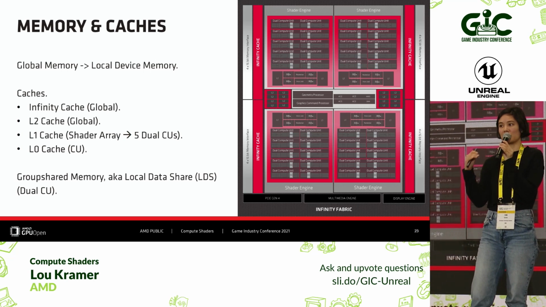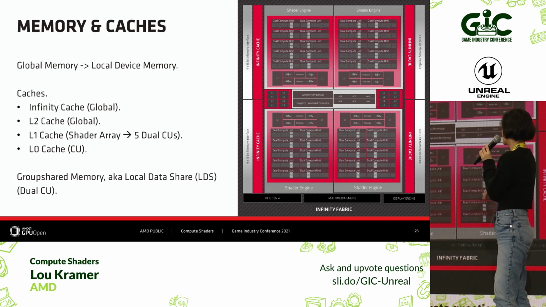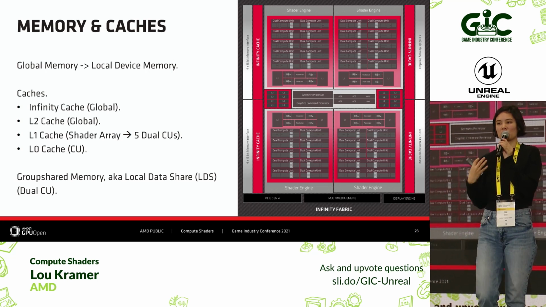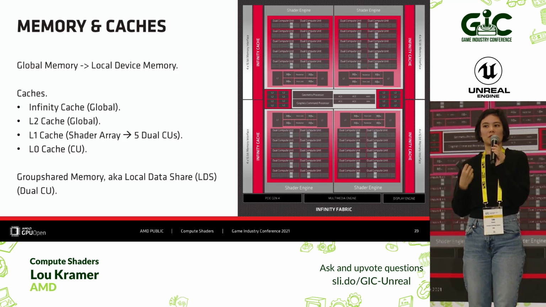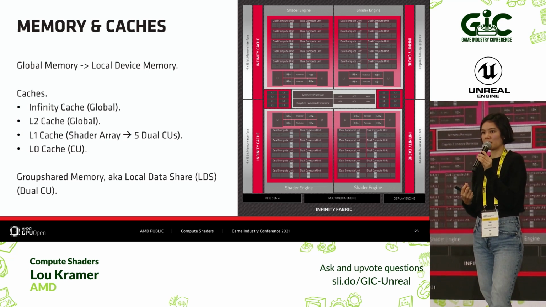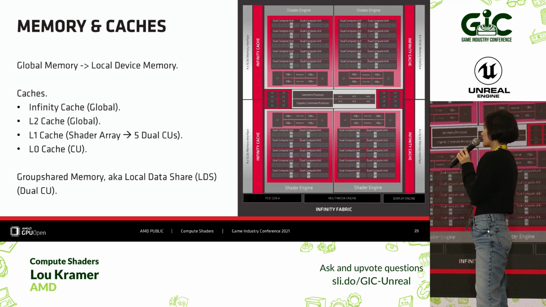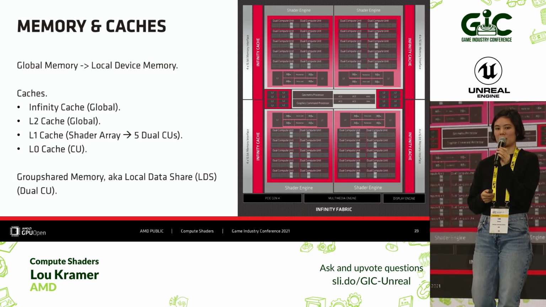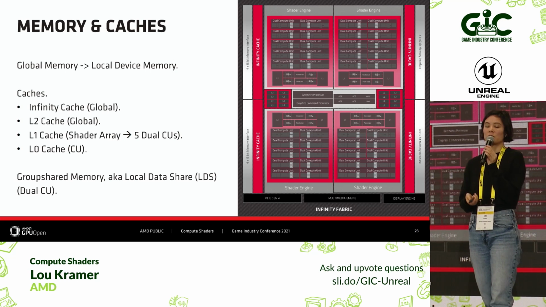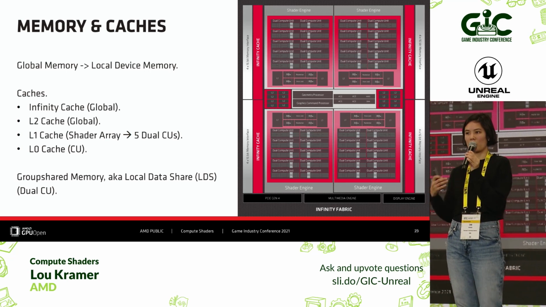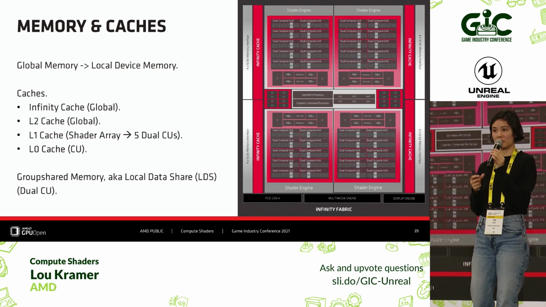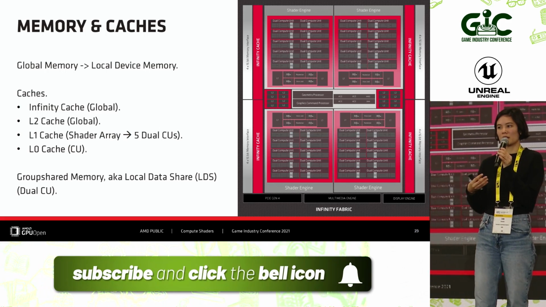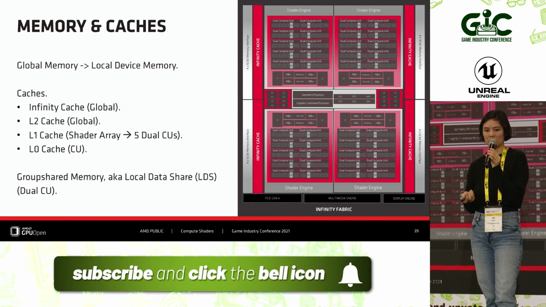And the highest level is the infinity cache, which you see here, these big blocks. The infinity cache is quite large, and it's global. And global means that it's visible from all dual compute units. So every thread, no matter on which dual compute unit it's running, sees what's happening in the infinity cache. And the same is true for the L2 cache. The L2 cache is also global, but it's much, much smaller than the infinity cache. But it's also closer to the dual compute unit. So reading from the L2 cache is faster than from the infinity cache.